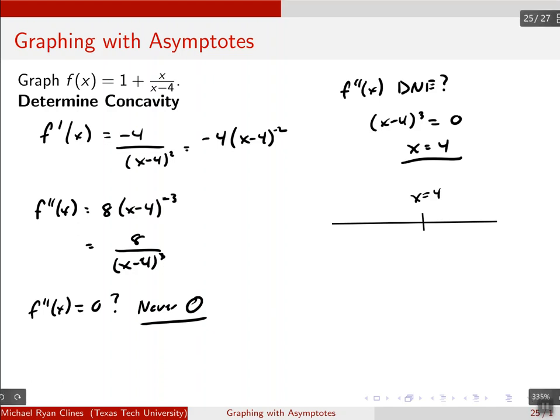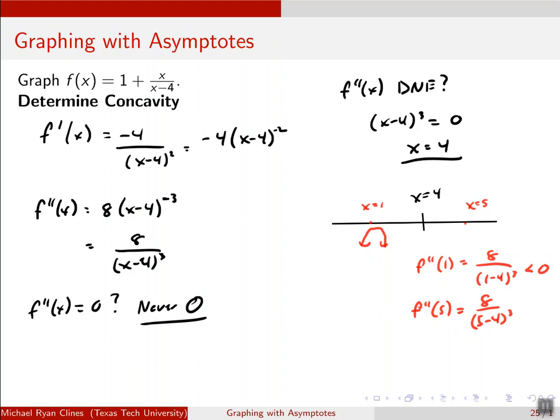Now, let's pull out our test regions again. Here, let's pull out x is equal to 5 for our test, and for this left half, let's pull out x is equal to 1. Now, f double prime of 1 is equal to 8 over 1 minus 4 cubed. Now that's actually less than 0. Big shocker. Everything's been negative so far. So actually, on this left interval, we are actually concave down. Second derivative is negative, so we're concave down. But now what about f double prime of 5? That's equal to 8 over 5 minus 4 cubed. Now wait a second.